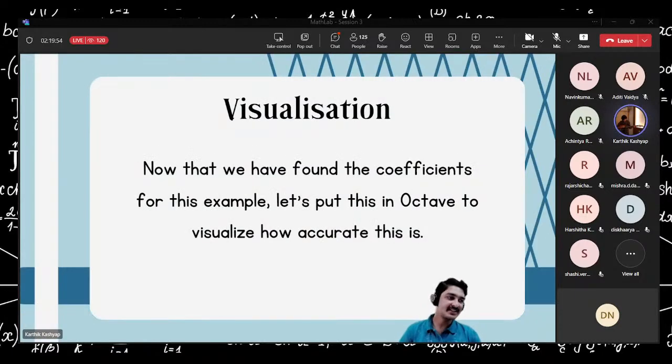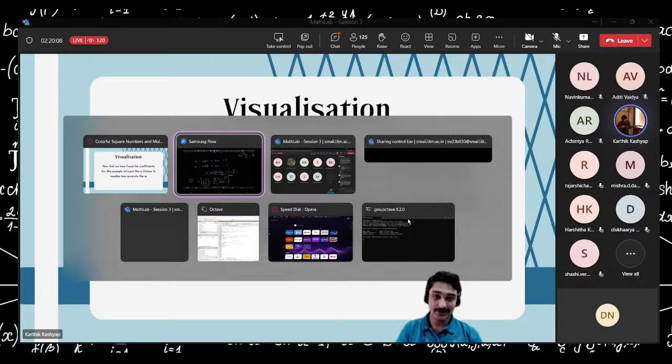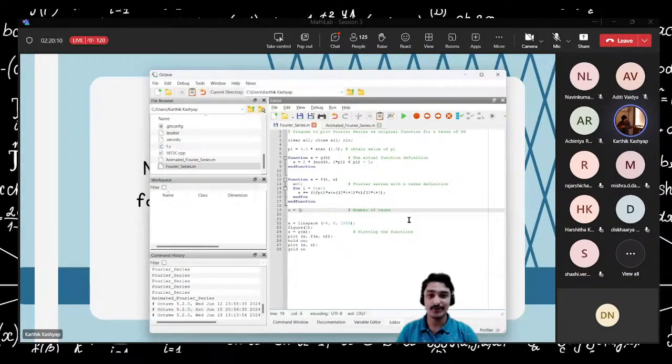Now that we have seen theoretically how Fourier series works, how does this actually match up to the actual function? Now you guys had Octave in the previous session of MATLAB, so I'm going to assume you know how MATLAB works and all of that. So I'm not going to actually write code. I'm going to show you the code that I've written and what each part does.